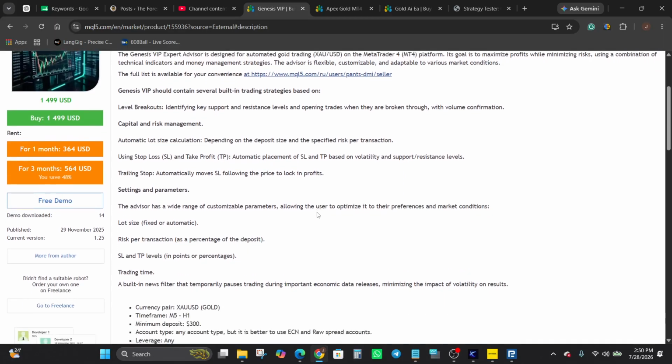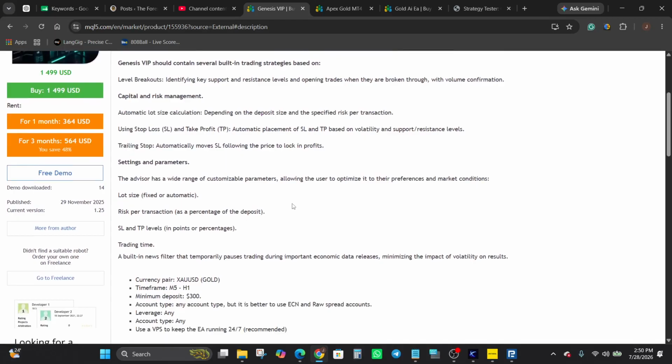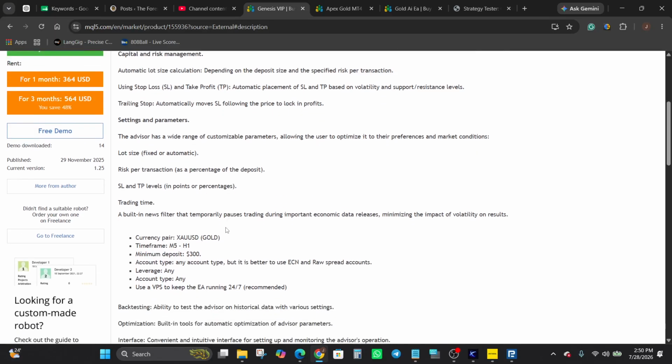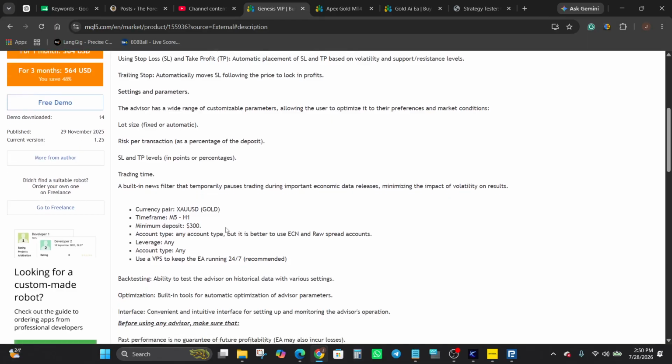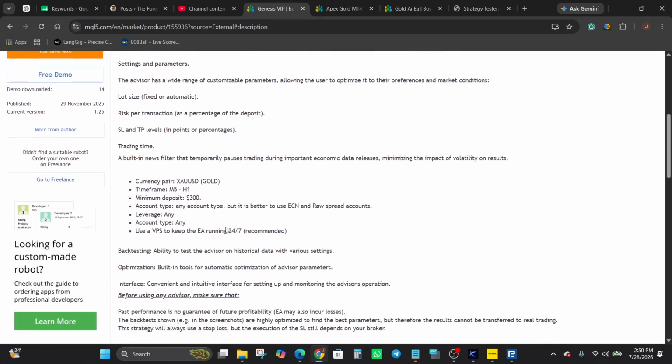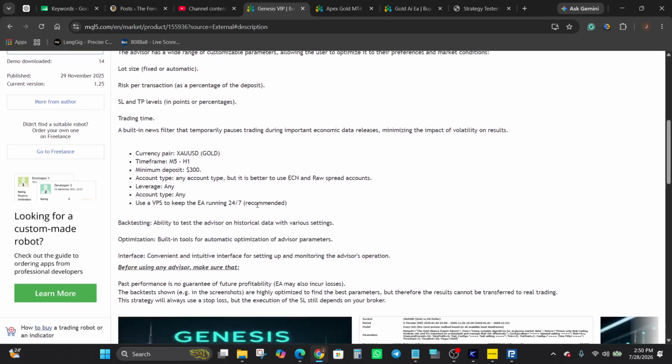It also features a built-in news filter designed to pause trading during high impact economic news releases. The developer recommends a minimum deposit of $300, preferably on low spread ECN or raw spread accounts, and it suggests using a VPS for uninterrupted continuous operation.